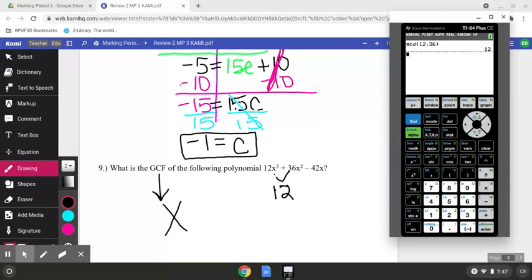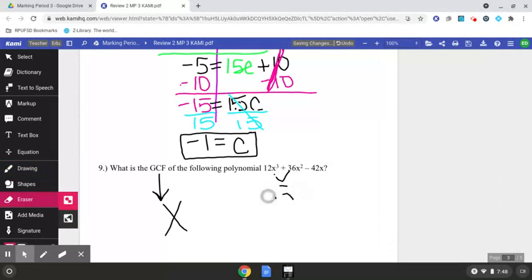But I have to make sure that works with 42. So I'm going to now take the math button again, and I'm going to go over to num, and I'm going down to number 9 again, and I'm going to do the same steps, but now I'm going to use 12, and I'm going to use 42 because I want to check to see if it works. And now you notice it doesn't. So they bounce back and say, well, 12 doesn't work, but 6 does. So my overall GCF of these 3 terms is going to be 6.